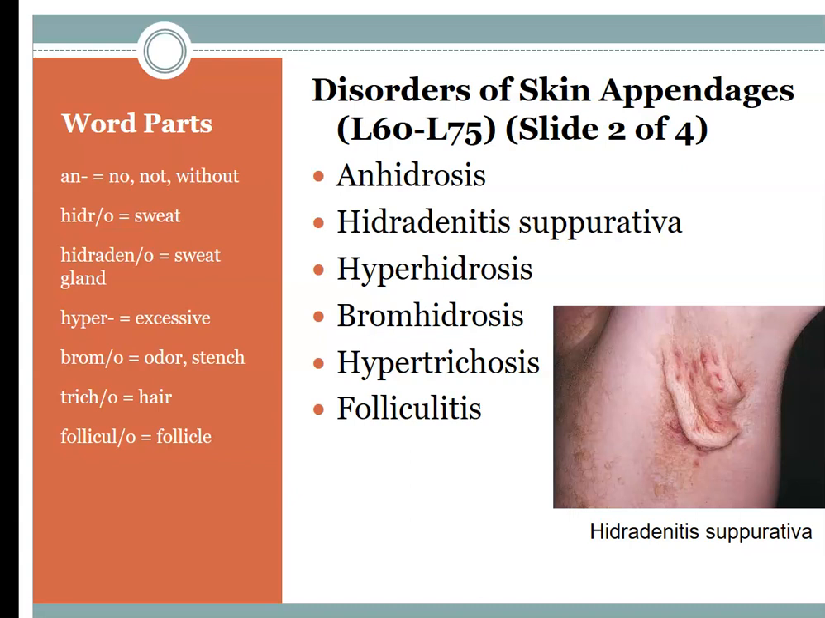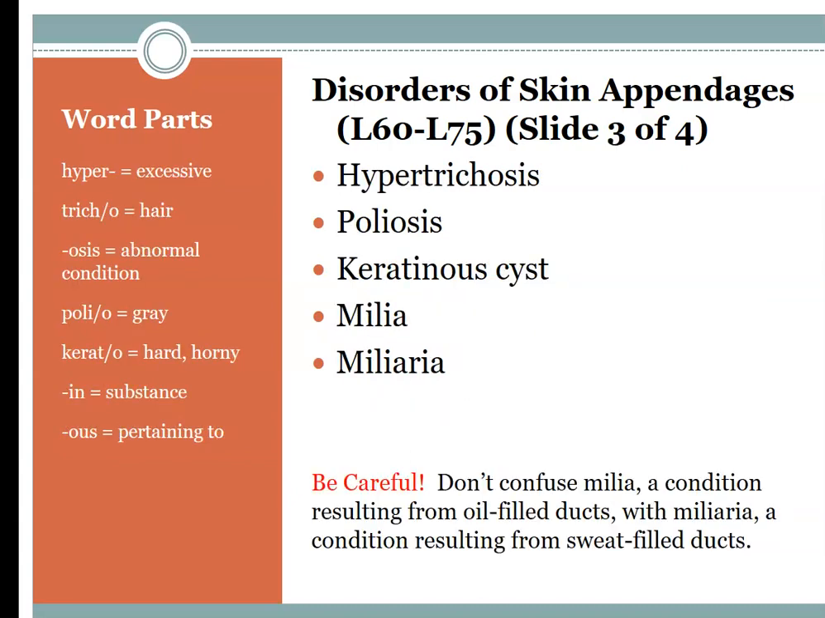Your word parts: an is no, not, without. Hidro is sweat. Hidradeno is sweat gland. Hyper is excessive. Bromo is odor or stench. Tricho equals hair. Folliculo is follicle. Hypertrichosis is an abnormal condition of excessive hairiness. Poliosis is localized patches of gray or white hair, usually caused by disease.